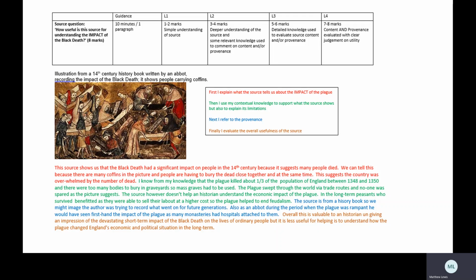In this one, it's about the Black Death, and it's another painting. And I've done exactly the same thing. What's it telling me about the impact of the Black Death? How can I use my knowledge about the Black Death to explain what's going on?